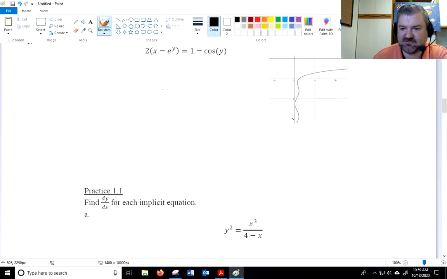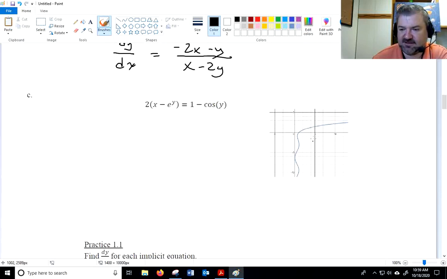Okay, let's take a look at another one. This is one I just kind of made up. I thought it was kind of neat to have the periodic nature, but writing on an exponential. Okay, so let's see here. Let's take the derivative with respect to x. So the 2 is just going to come along for the ride.